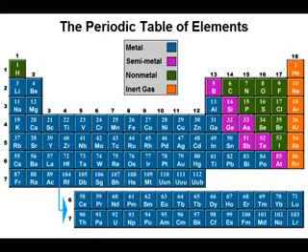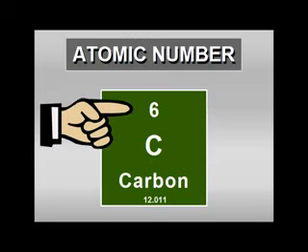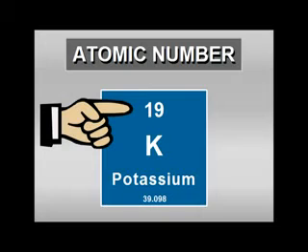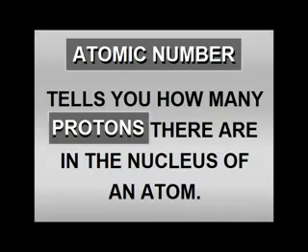Every element in the periodic table has a specific number of protons in its nucleus. You can determine the number of protons an element has in its nucleus by looking at the atomic number of the element. For example, every carbon atom has 6 protons in its nucleus. Every potassium atom has 19 protons in its nucleus. Remember, the atomic number tells you how many protons there are in the nucleus of an atom.